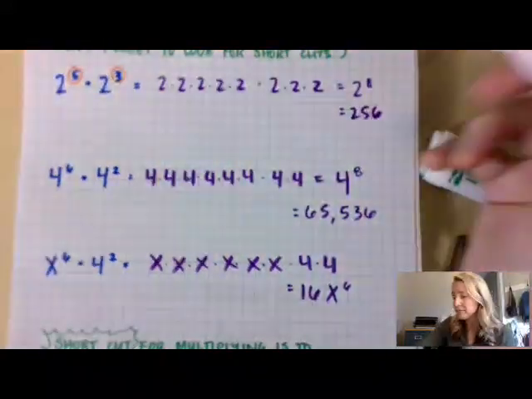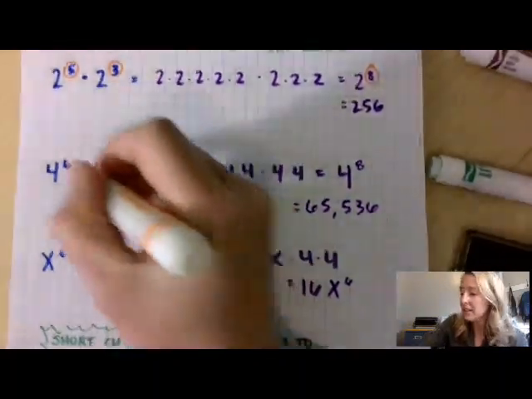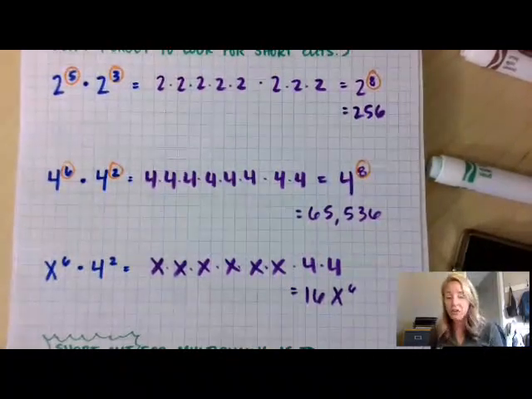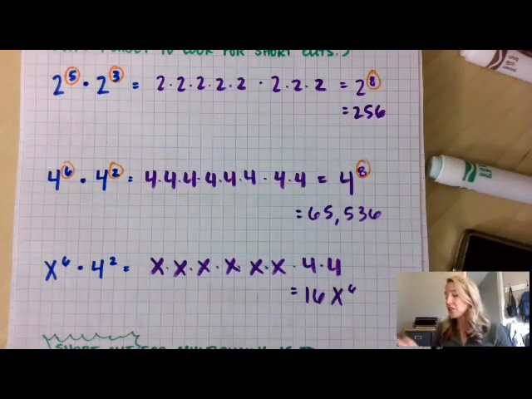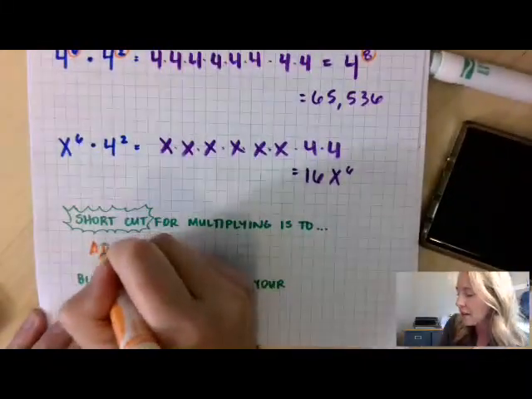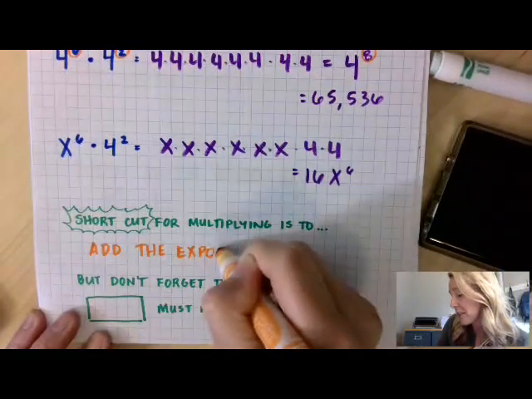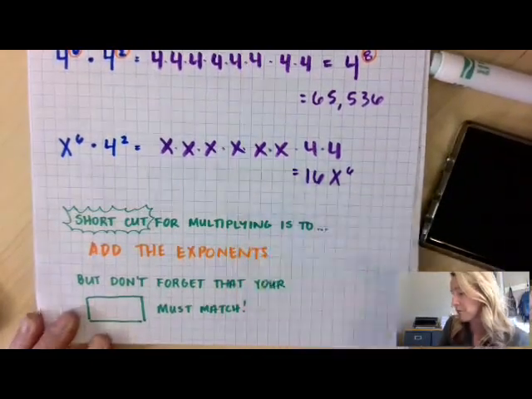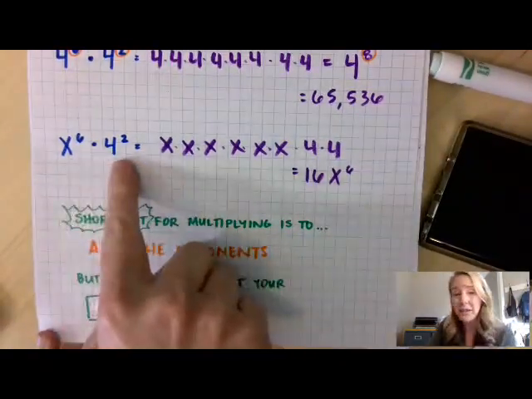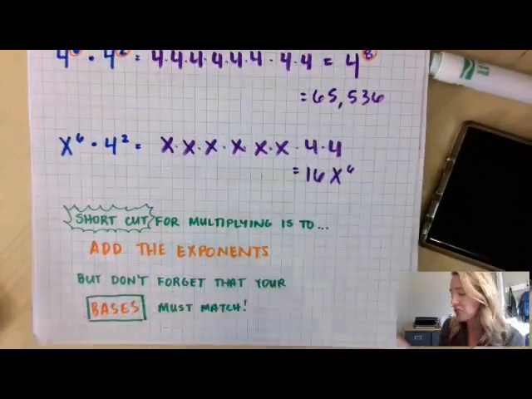5 plus 3 means we're going to have 8 2's being multiplied all together. And then 6 plus 2 is also 8. We're going to be having 8 4's being multiplied together. Okay? So our shortcut for multiplying right here is to add the exponents. And if you're taking notes, that's going to help you to keep track of what you need to do. Okay, but don't forget that your bases must match. We weren't able to combine those and just add them up, so you have to make sure that your bases must match in order to do that.